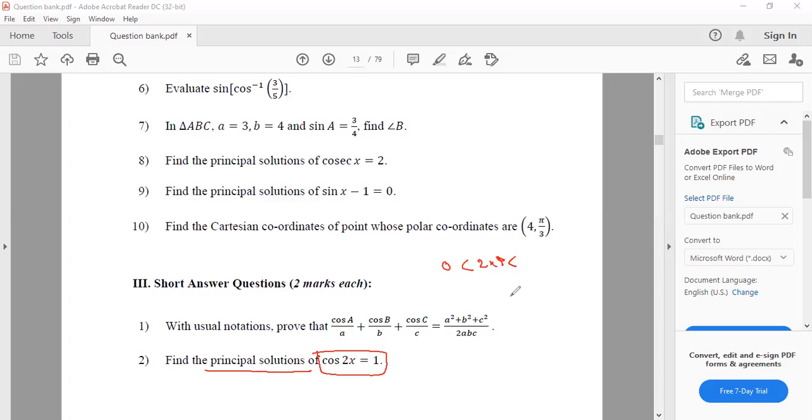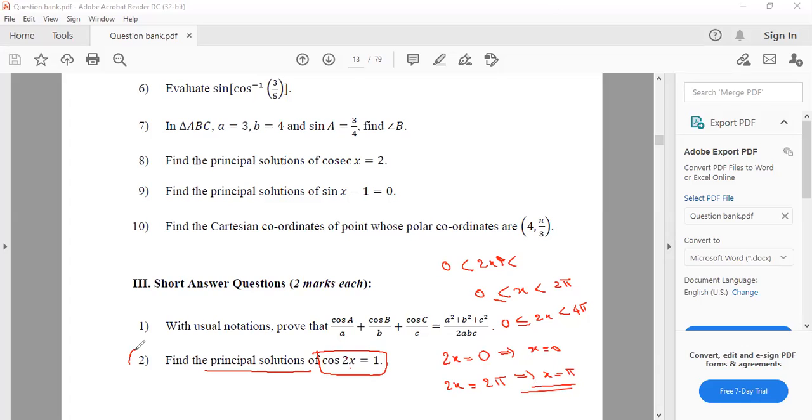Because remember one thing, in a principal solution, x lies between 0 to 2 pi. That means 2x will lie from 0 to 4 pi. So what are the values? One value will be 0. Another value will be 2x equal to 2 pi, which also gives you 0. So one solution will be x equal to 0 and the other solution will be x equal to pi. Is it clear? Yes, sir.